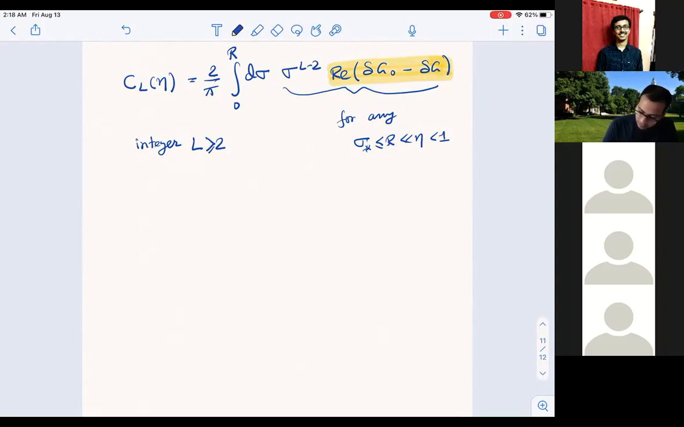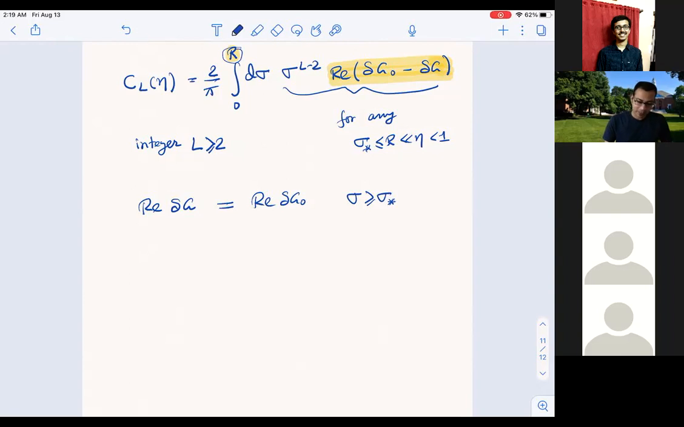Before I proceed, let's mention one thing. On the right hand side, this R is just some parameter we picked, but the left hand side does not depend on that parameter. That's a very interesting fact. It means that the real part of delta G is equal to the real part of delta G naught when sigma is greater than sigma star. So the integral does not depend on the upper limit of integration.